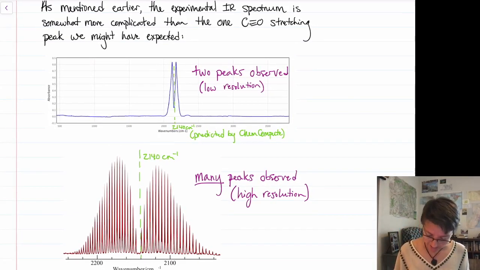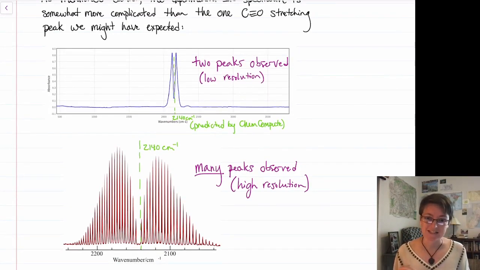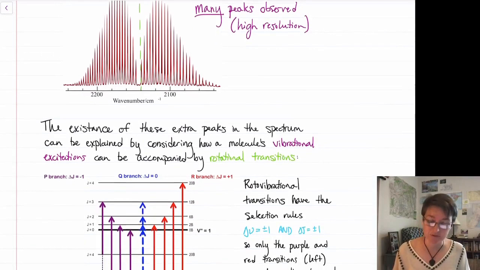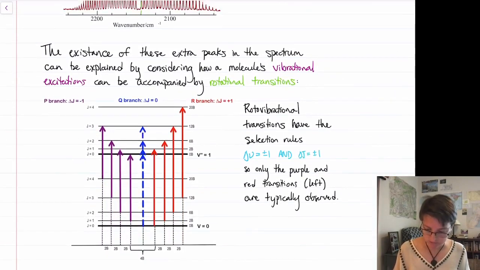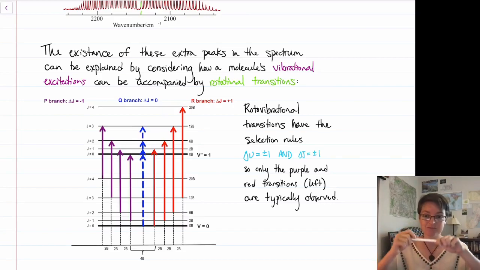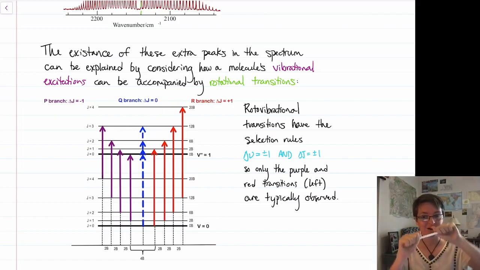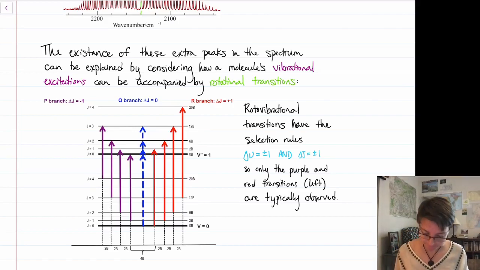And in our higher resolution spectrum, we see the existence of many, many peaks. And now that you've seen a microwave spectrum, it kind of looks like there's 2 mirror image microwave spectrum put near this vibrational peak. And in fact, that's more or less exactly what's going on. The existence of extra peaks in the IR spectrum can be explained by considering how a molecule's vibrational excitations, so as I bend or stretch this molecule, often can induce a corresponding rotational transition.